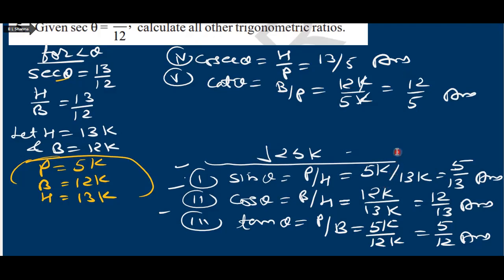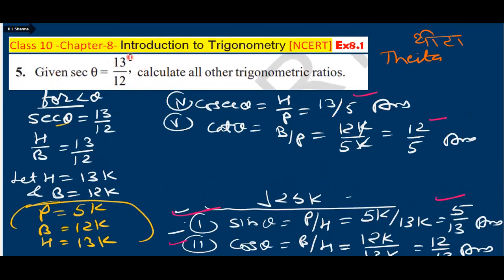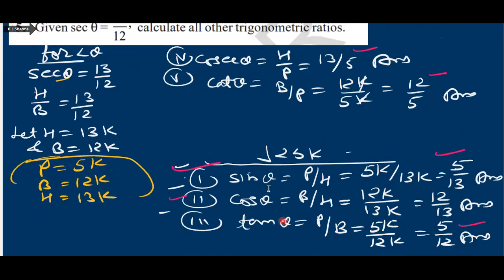So sine theta is equal to 5/13, cos theta is 12/13, and tan theta is 5/12, and cosec theta is 13/5, and cot theta is 12/5, answer. Sec theta is already given, so we need not write it. Sec theta पहले से ही क्वेश्चन में दे रखा है. There are total 6 trigonometric ratios. 1 trigonometric ratio is already given. तो हमें 6 में से एक given है, तो 5 ही फाइंड आउट करना है. Sin, cos, tan, cosec, cot, और ये इनका वैल्यू आपके स्क्रीन पे.